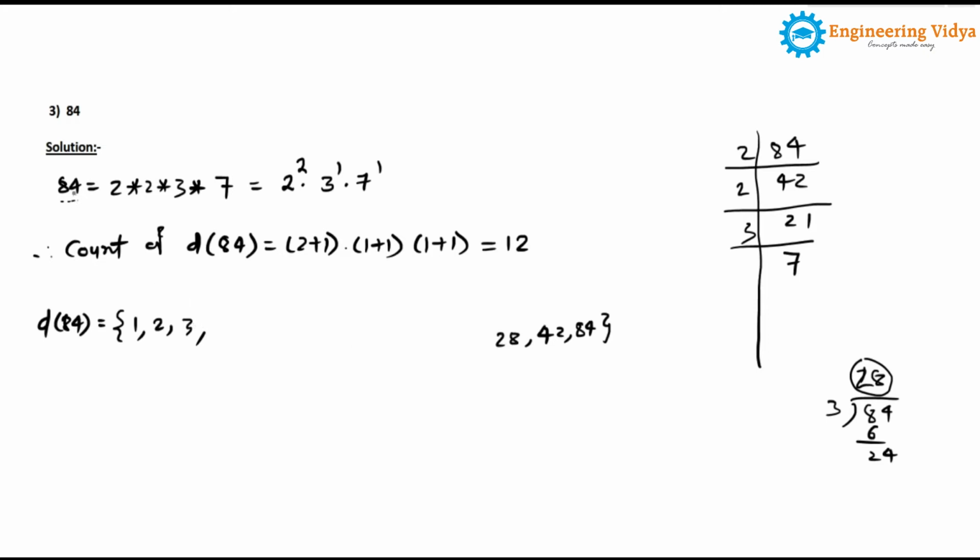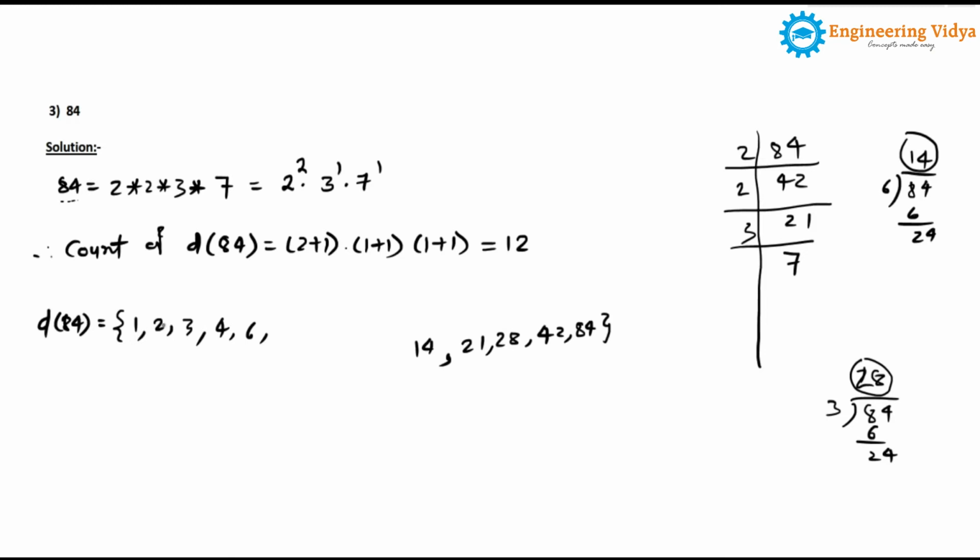Now we'll check for the 4. Yeah, 4 also can divide 84. And if I divide it by 4, the quotient will be 21, right? Now check for the 5. 5 cannot divide 84. Now check for the 6, right? 6 I hope can divide 84. If 84 is divided by 6, we get 14, right? So 6 can divide 84. If 6 can divide 84, it means that 14 can also divide 84, right? So here I'll write 14 also.